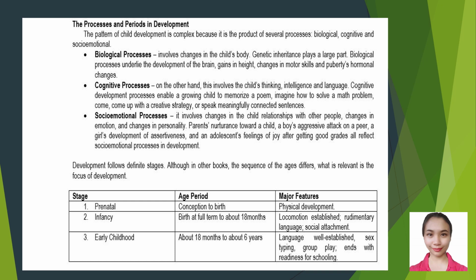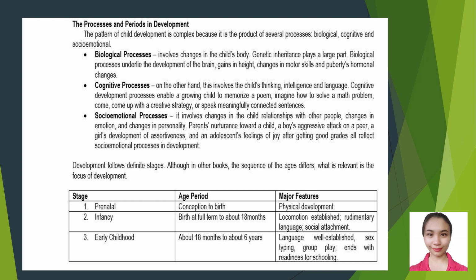Biological processes underlie the development of the brain, gains in height, changes in motor skills, and puberty's hormonal changes. So this biological process involves changes in the individual's physical nature. They will experience hormonal changes when they reach the period of puberty, and then cardiovascular function also declines as they approach late adulthood. All this shows the biological processes in development. So class, when we talk about the biological process, it talks about the physical changes in a human.